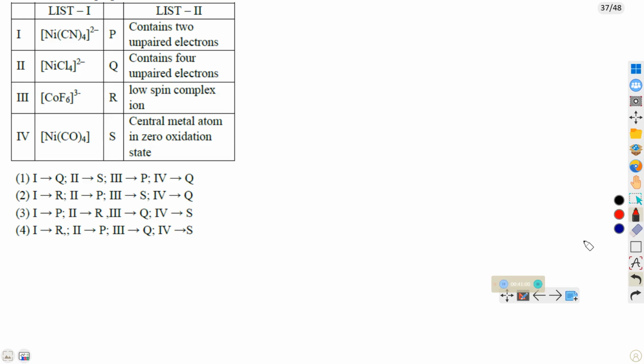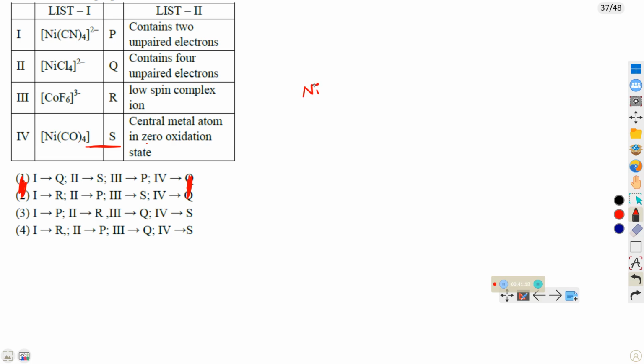Match the following. Metal carbonyl compounds. The oxidation state of the metal atom is equal to 0. So the first two options are wrong.